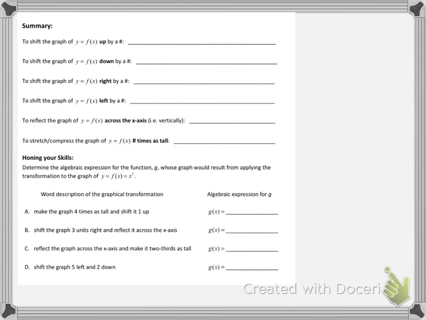So to shift the graph of y equals f of x up by a number, what do we do with the function? So the equation of the function. You have a positive k value. What does that mean? What is k? What do we do to our formula?